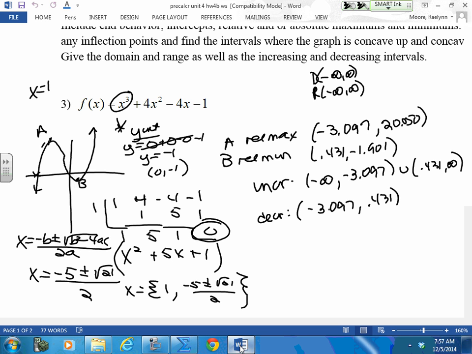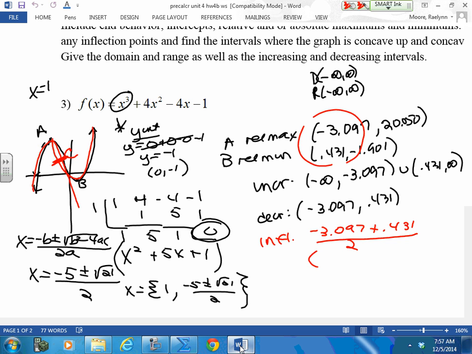So we had 3 roots, 2 turns, 1 inflection point. Your inflection point is where you go from concave down to concave up. There's your inflection point, halfway through. To get the halfway is your midpoint. Take the midpoint of the x's. So your inflection says this x value, right there, negative 3.097 plus 0.431 divided by 2. Get your inflection point.